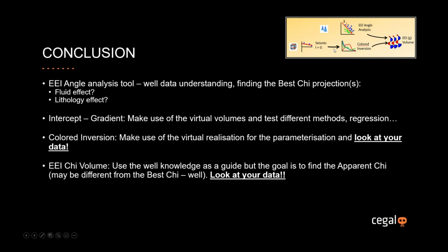Again, make use of the virtual realization for the parameterization of your filter and look at your data. What your impedance means is geology, so it needs to be geological. Then we went to the EEI chi volume. We use the well knowledge as a guide, but the goal is to find the apparent chi, which usually is maybe different from the best chi at the well. So again, you have to look at your data.